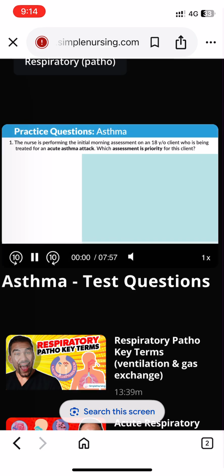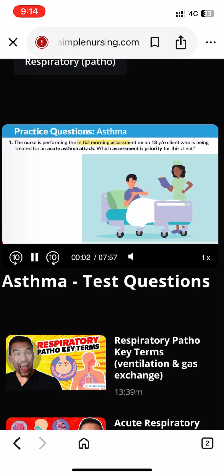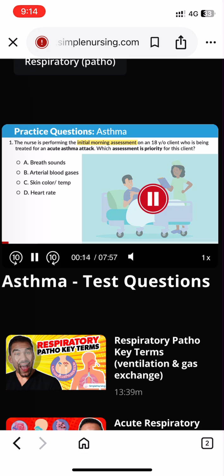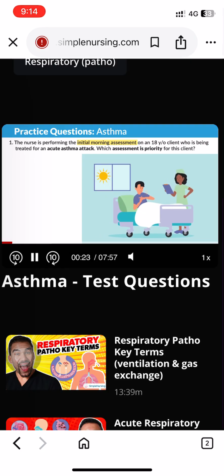And breathing would be priority. Now moving on to question number 2. The nurse is interpreting an ABG result for a client currently being treated for an acute asthma attack. The result is as follows: a pH of 7.55, a PaCO2 of 28, and a 23 HCO3. What is the best explanation for this acid-base imbalance?